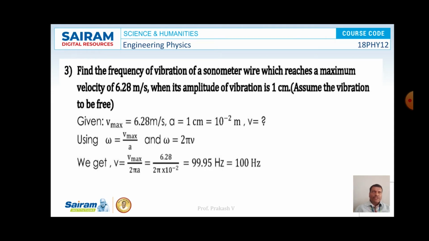So what is the value of nu, that is frequency? So using the formula omega is equal to V max by A, or omega is equal to 2 pi nu, so we get nu is equal to V max by 2 pi A. On simplification we will get 6.28 by 2 pi into 10 to the power minus 2, that is equal to 99.95 hertz, or equivalent to 100 hertz. That's the frequency of the sonometer wire.